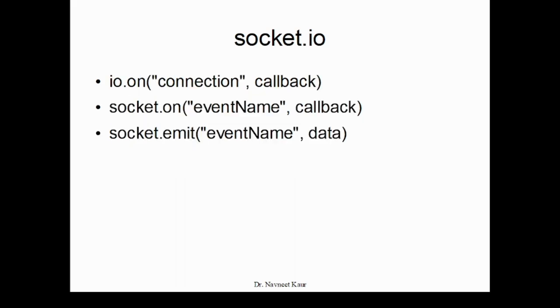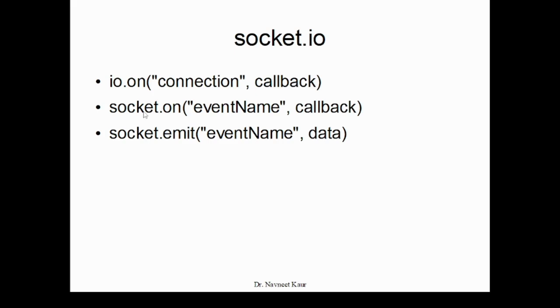Before you start working with socket.io, there are some important functions or events that you need to know. These are commonly used for establishing, maintaining, and handling real-time communication between the client and server. The first one is io.on, where the first parameter is the name of the event, connection, and the second is the callback function. This is fired whenever a client connects.